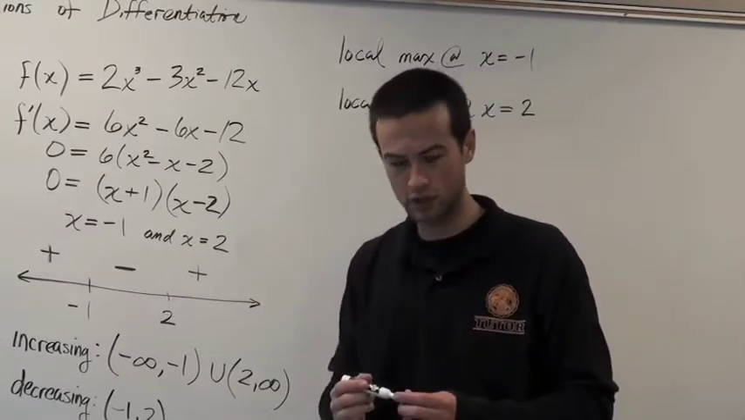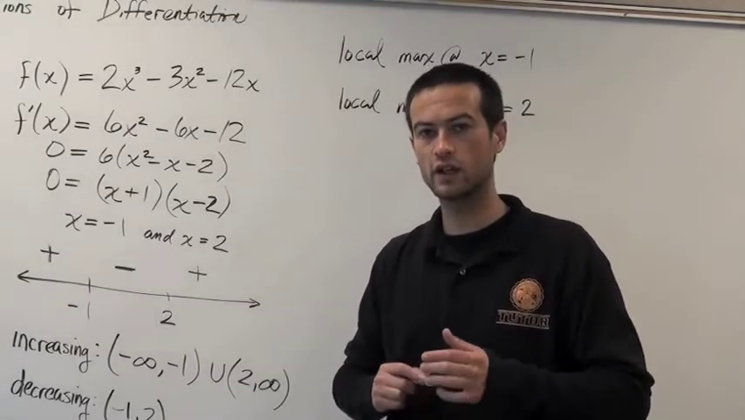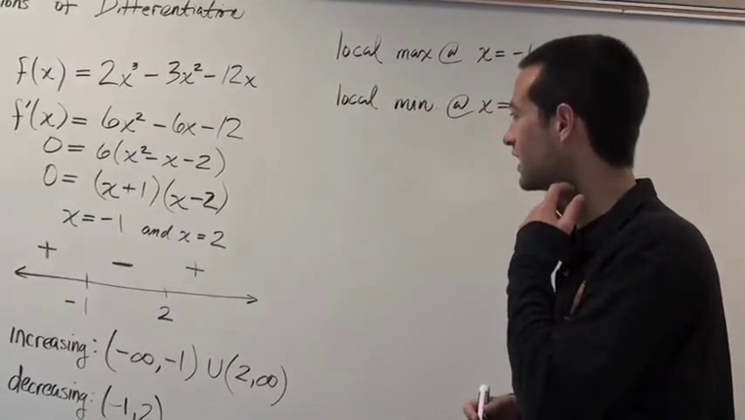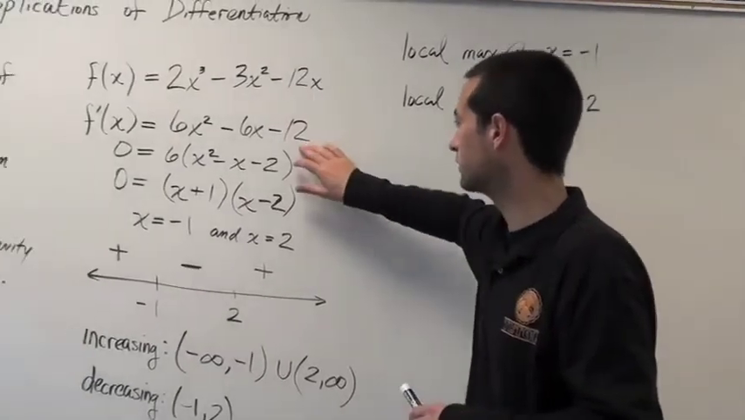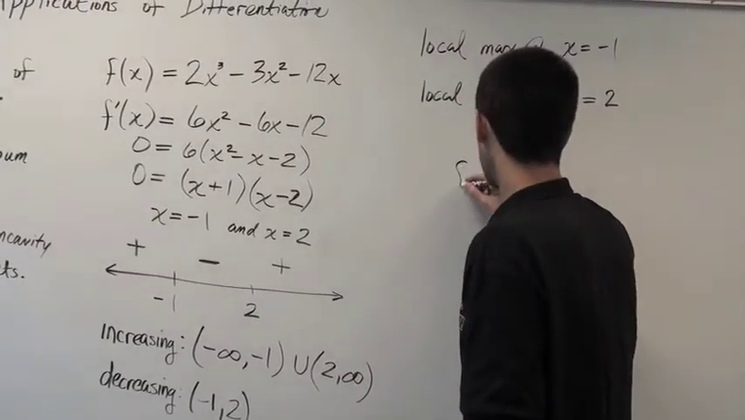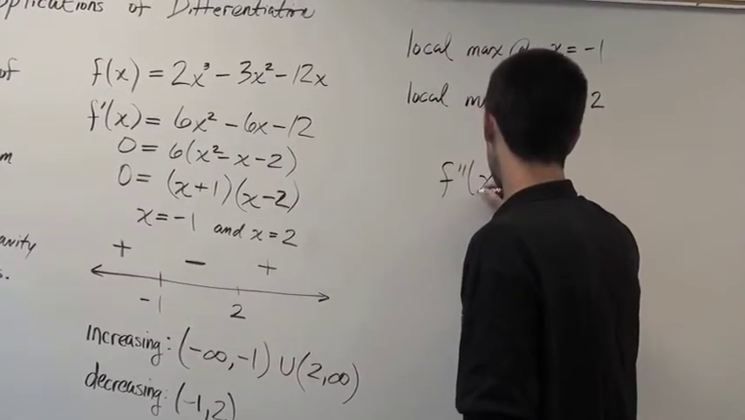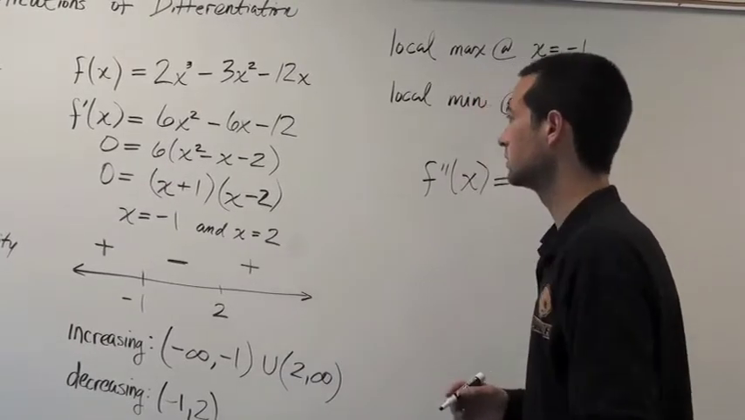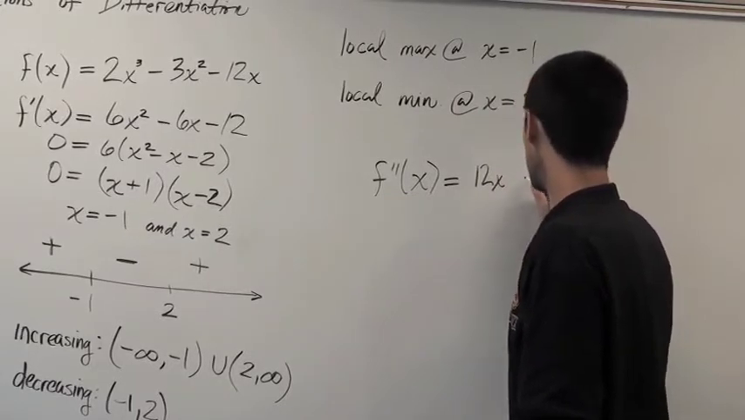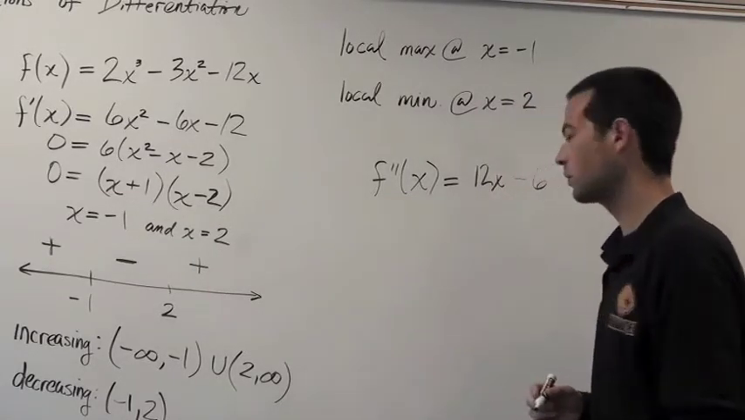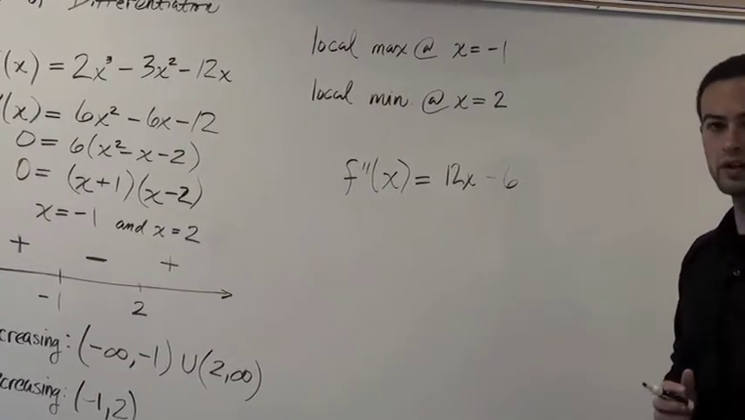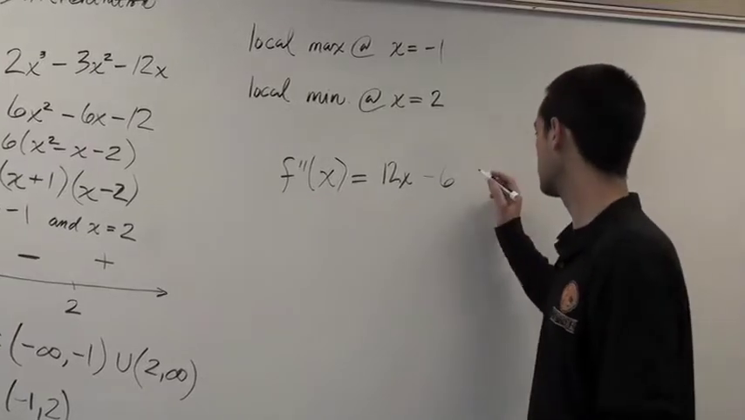So for the final part, we're looking at the intervals of concavity and the inflection points. So for that we need to take the second derivative. We already took the first derivative, so now we just take another derivative of that. So we get f double prime of x is equal to 12x minus 6, and we want to set that equal to 0. We want to know where the second derivative is equal to 0. Where that occurs is our inflection points.